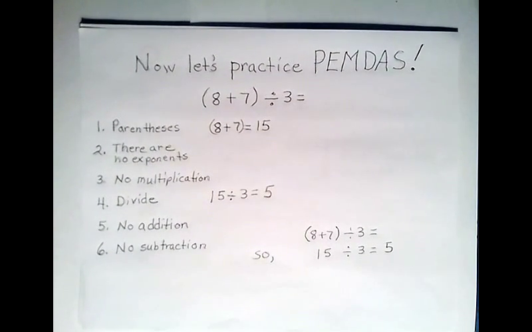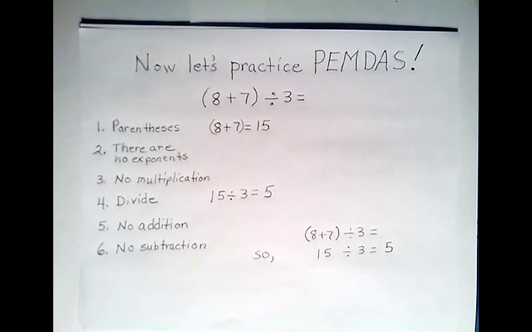Now let's practice PEMDAS. Let's look at this equation, (8 plus 7) divided by 3. You can see they've put the 8 plus 7 in parentheses, so we know that from our order of operations, using PEMDAS, the parentheses would be evaluated first. So we will take the 8 plus 7 in the parentheses, and it becomes 15.